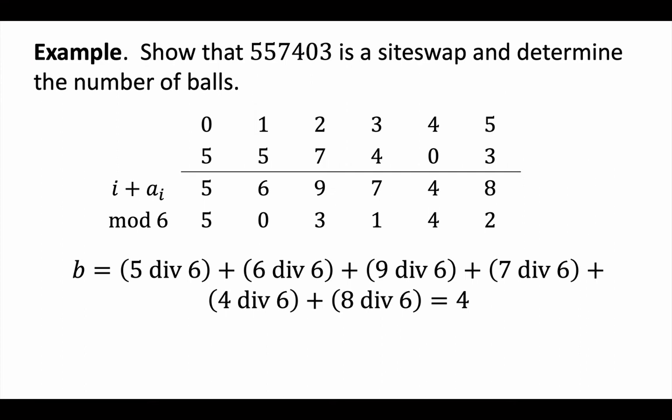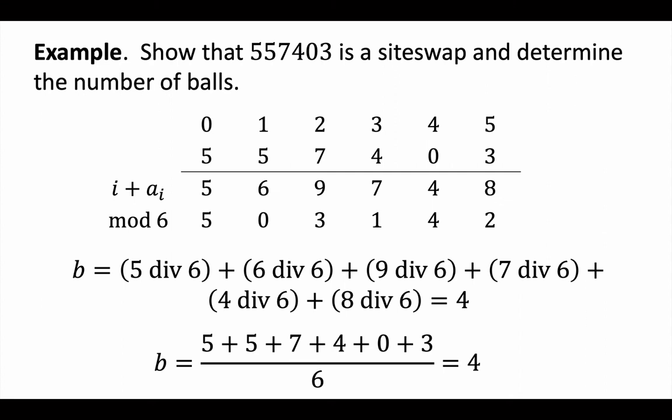On the other hand, the quick and dirty method is to just find the average of the throw heights: 5, 5, 7, 4, 0, and 3. That average is equal to 4, so once again, it's a 4-ball siteswap. No juggling graph required.